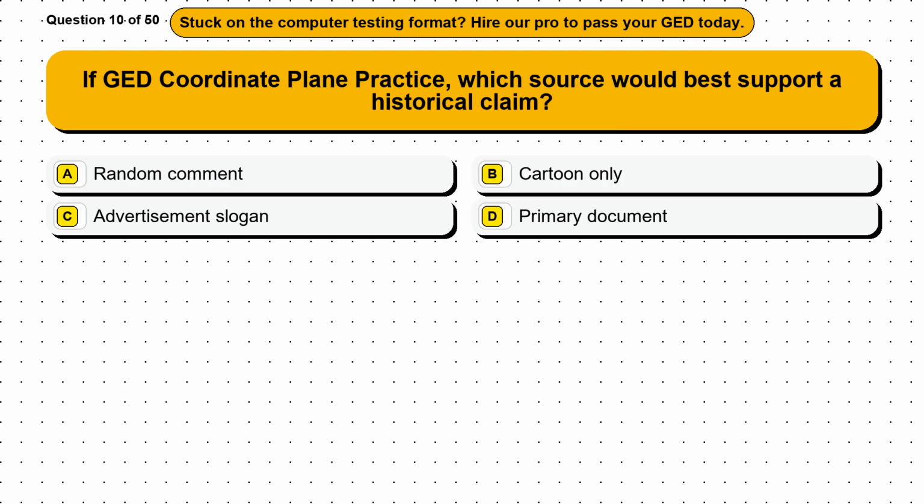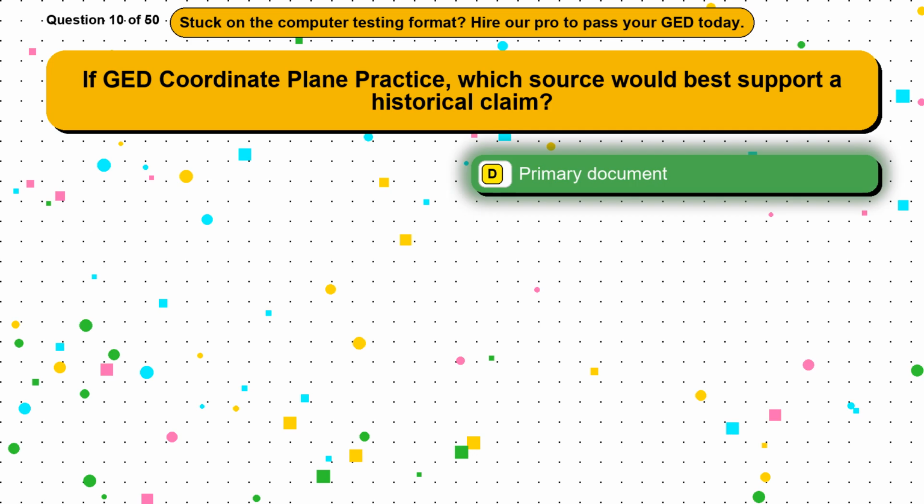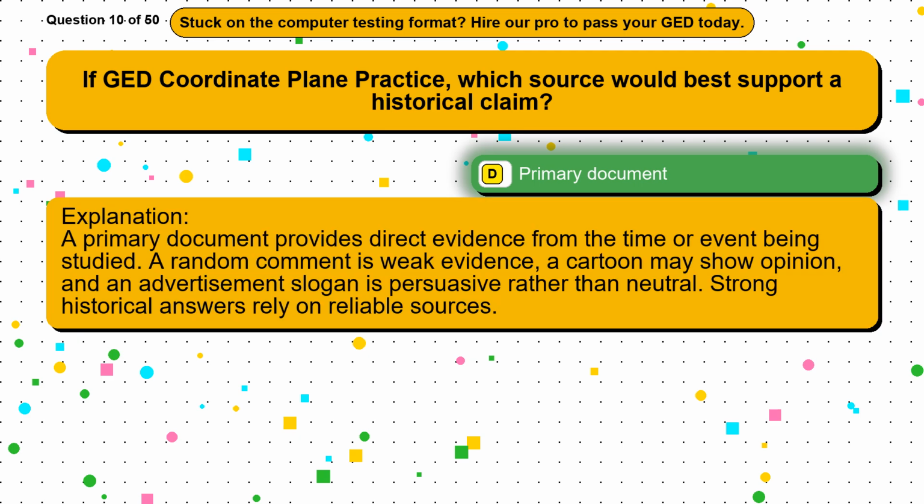Question 10. If GED Coordinate Plane Practice, which source would best support a historical claim? Option A, random comment. Option B, cartoon only. Option C, advertisement slogan. Option D, primary document. The correct answer is option D, primary document. A primary document provides direct evidence from the time or event being studied. A random comment is weak evidence, a cartoon may show opinion, and an advertisement slogan is persuasive rather than neutral. Strong historical answers rely on reliable sources.